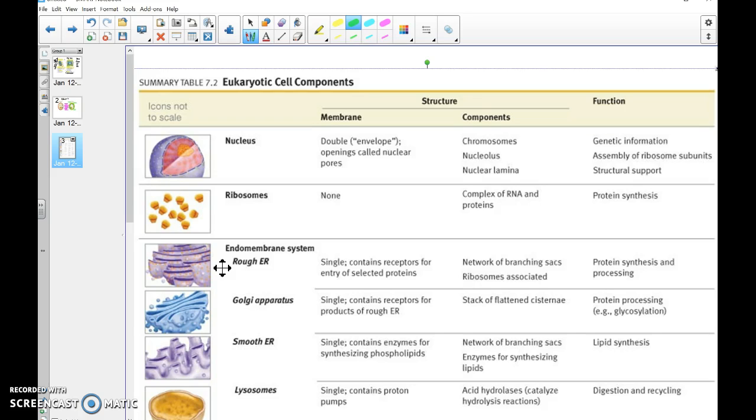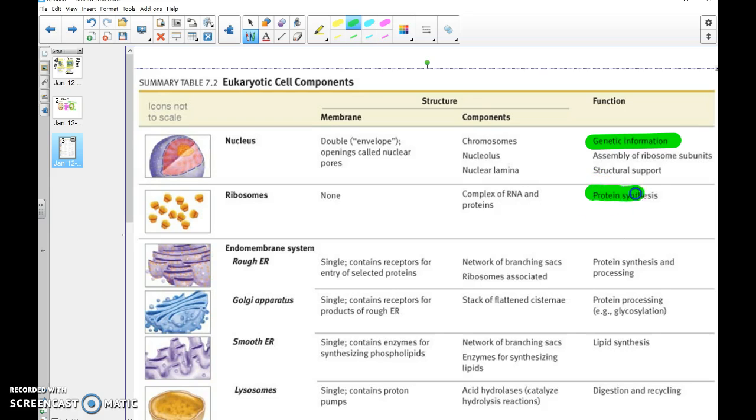So every cell has a nucleus. The nucleus is responsible for genetic information. Frequently, you're told that the nucleus is the control center of the cell. That's because it contains blueprints on how to build the cell and operating instructions on how to run the cell.